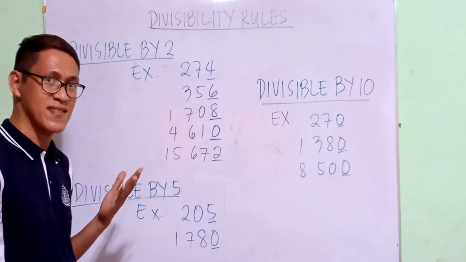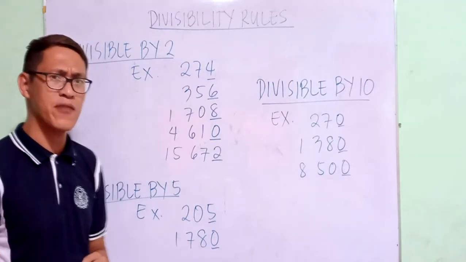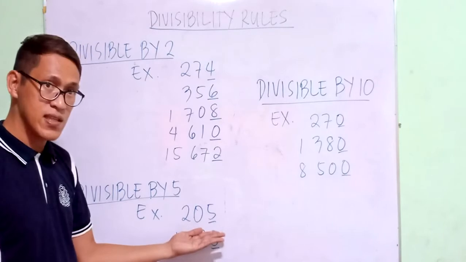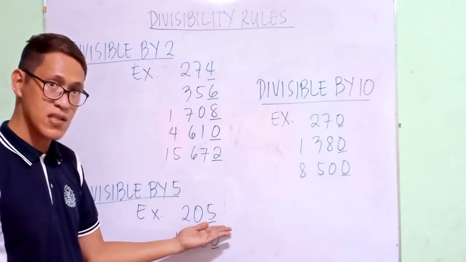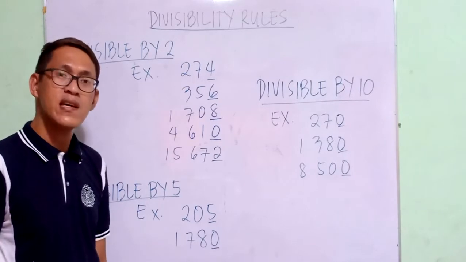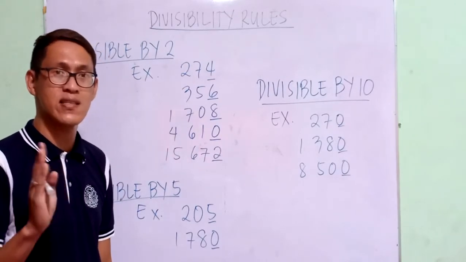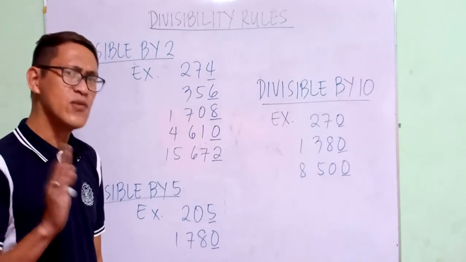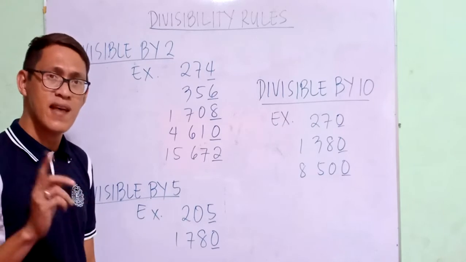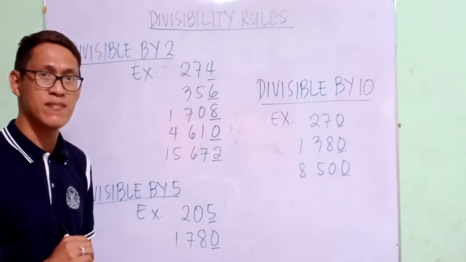That's easy, right? What about divisible by 5? How will you know if a number is divisible by 5? Look at the given examples here. If you notice, the ones digit is 5 here, and here, the ones digit is 0. If a number ends in 0 or 5, then you can tell right away that the number is divisible by 5. That is, when you divide the number by 5, there is no remainder.